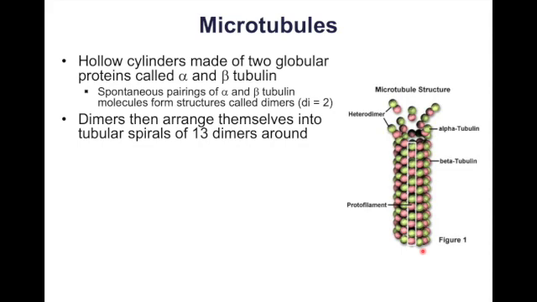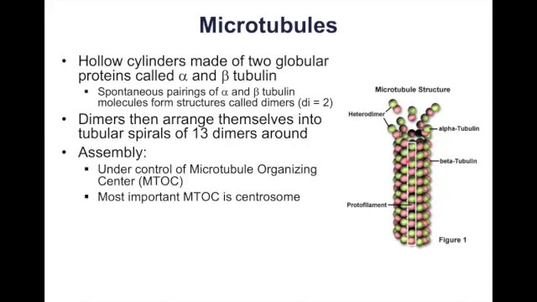And then the last, microtubules, hollow cylinders made of alpha and beta tubulin. These guys like to pair together in dimers. So there's a dimer right there. And then they arrange themselves into spirals of 13 dimers around, making this tube. These are controlled by the microtubule organizing center. The most important or famous one of these is the centrosome.